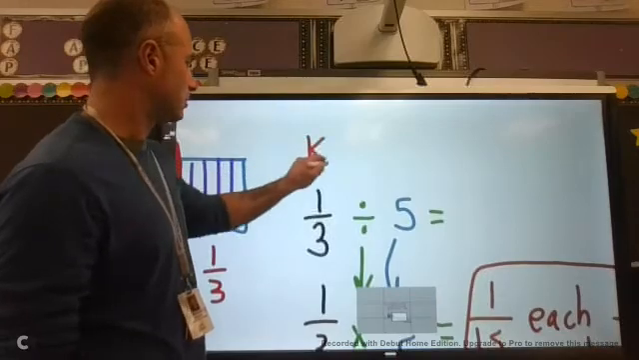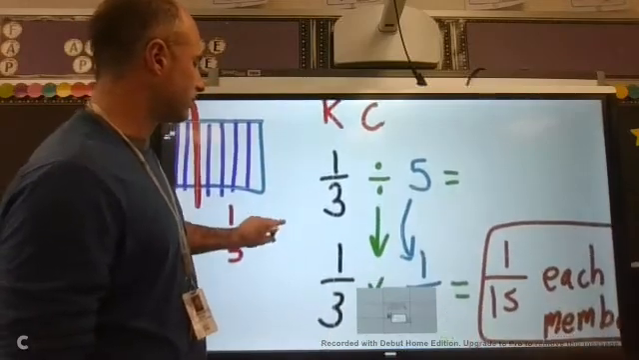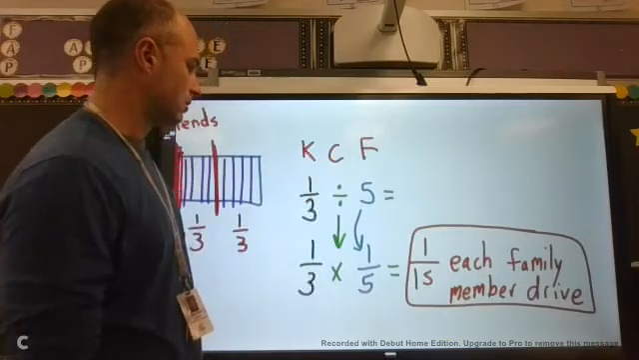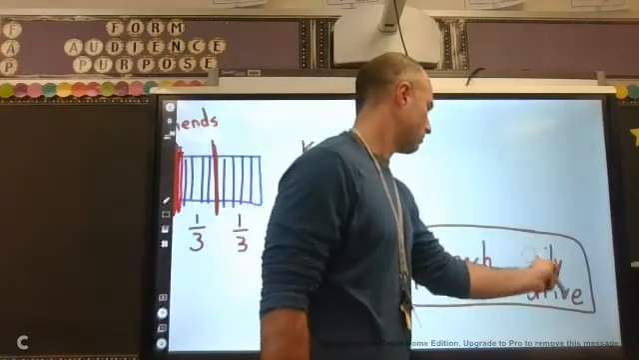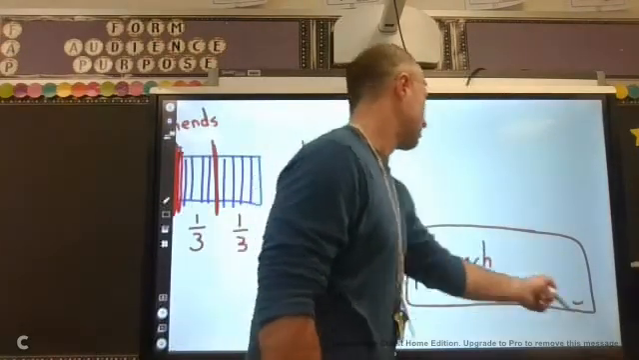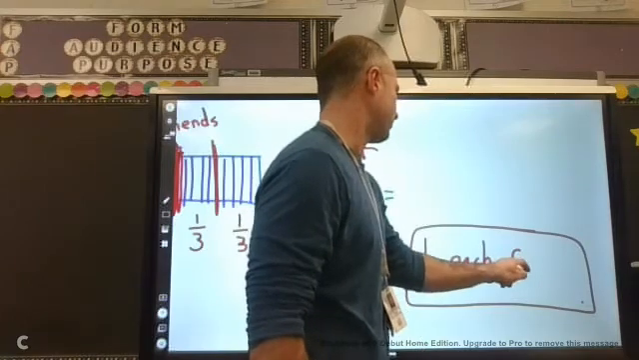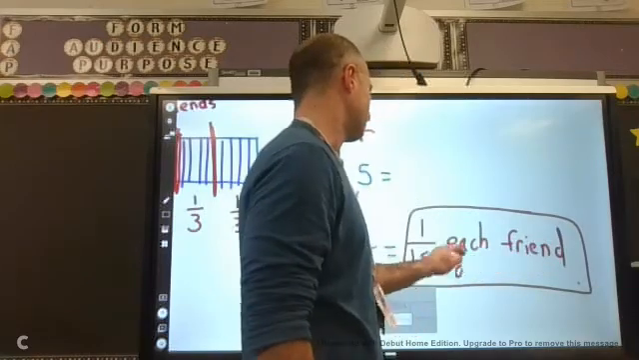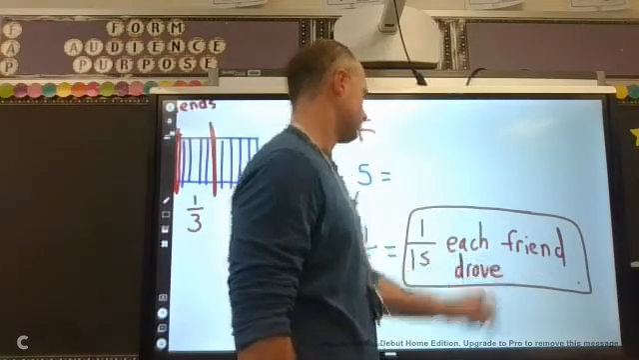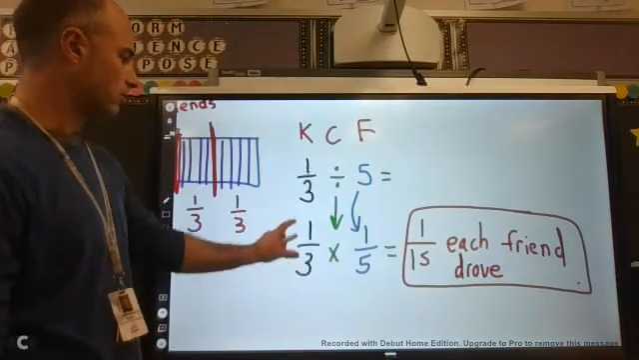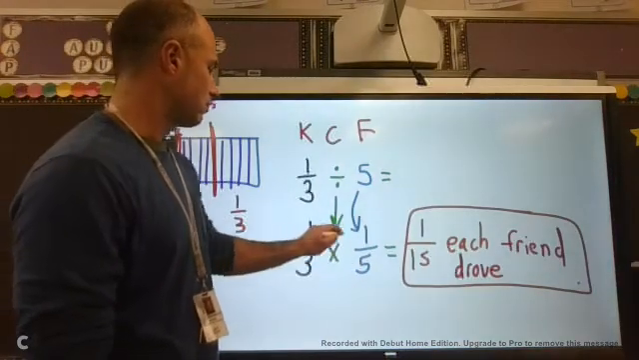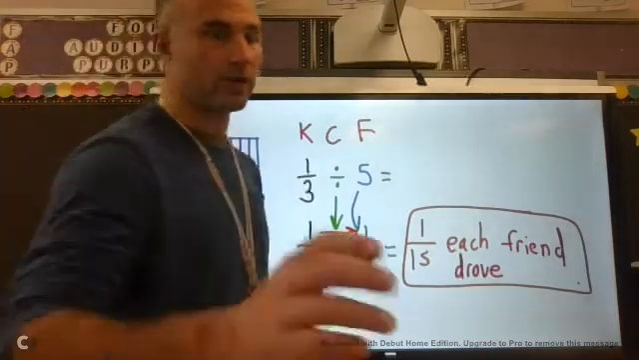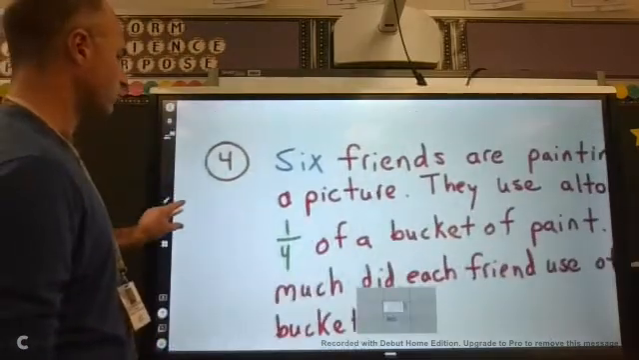1/3 you keep, you change the division to multiply, and you flip the 5 to 1/5. Each friend, 1/5 each friend drove 1/15. 1/3 times 1/5. 1 times 1, 3 times 5. All right, let's move on to the next question. Question 4.